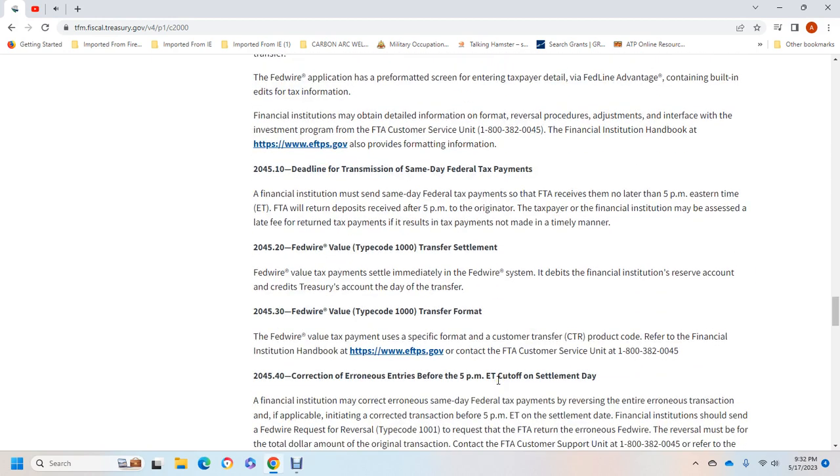2045-20, Fedwire value transfer settlement. The Fedwire tax payment settles immediately within the Fedwire system, debiting the financial institution's reserve account and crediting the treasury account on the day of the transfer. 2045-30, Fedwire value transfer format. For the Fedwire value tax payment format, use the customer transfer product code, refer to the financial institution handbook, or contact the federal tax application customer service unit at 1-800-382-0045.